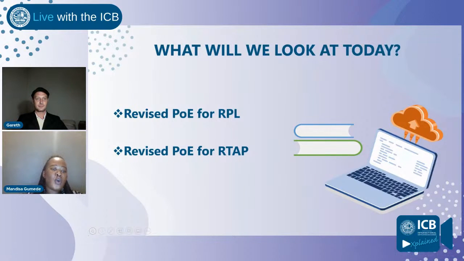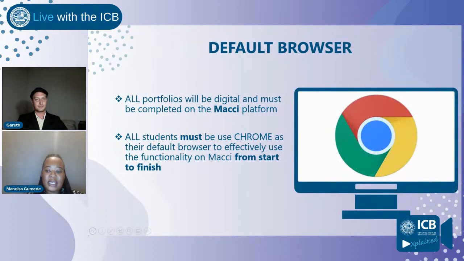First things first, just like the normal POE, the RTAP and RPL learners will also have to complete the POE online on our Mackie platform. So they will also have access to Mackie, and there will be no hard copy submissions. And students must use Chrome when completing the POE. Please make sure that you do not make use of any other browser, otherwise Mackie will not be fully functional.